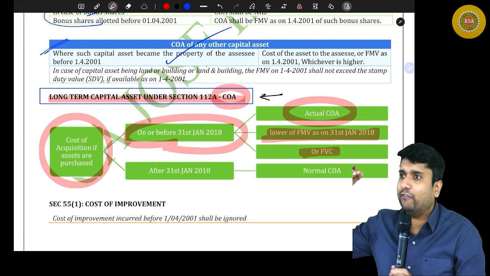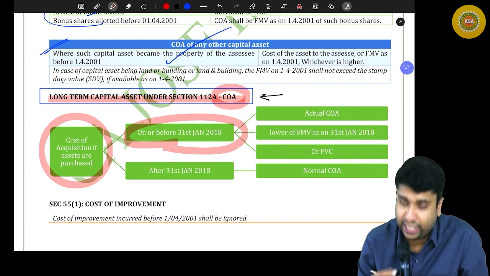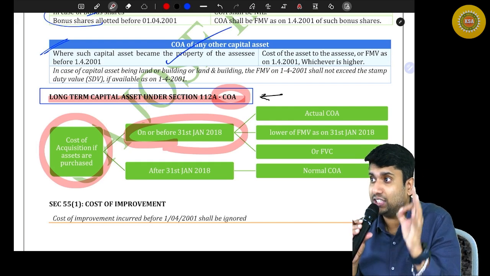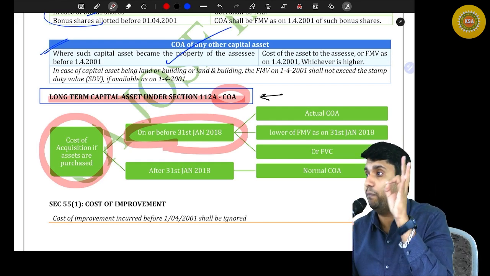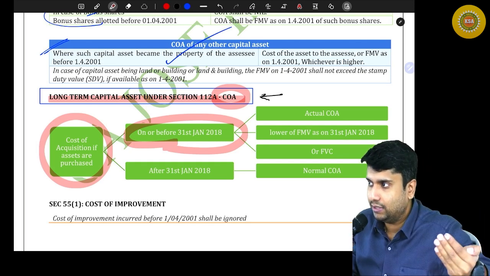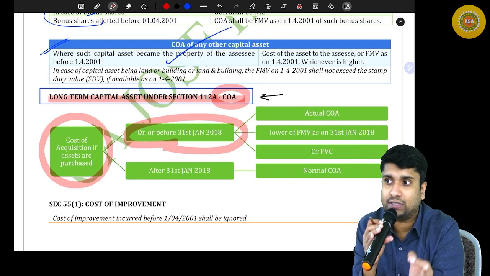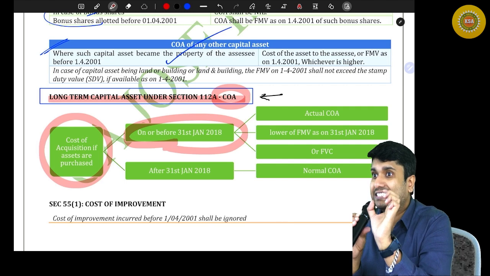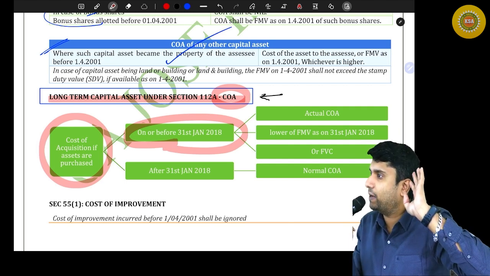It seems very confusing, but there is no point of any confusion. What the Act says is, if you are purchasing any listed shares or listed units of equity oriented fund or listed unit of business trust on or before 31st January 2018, which is the date? On or before 31st January 2018, then while computing the cost of acquisition, there is a special formula for you.